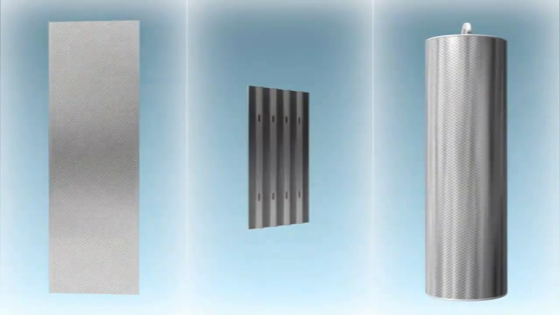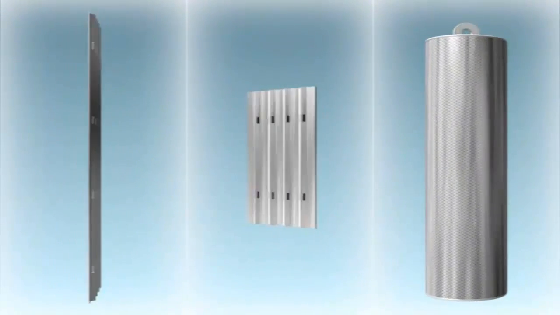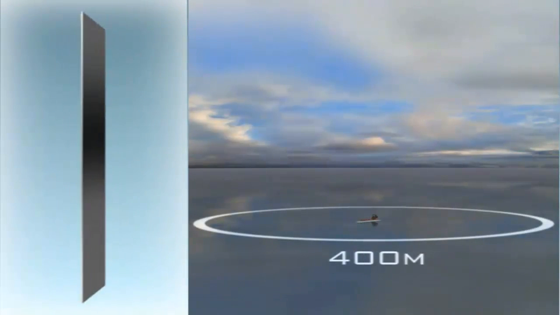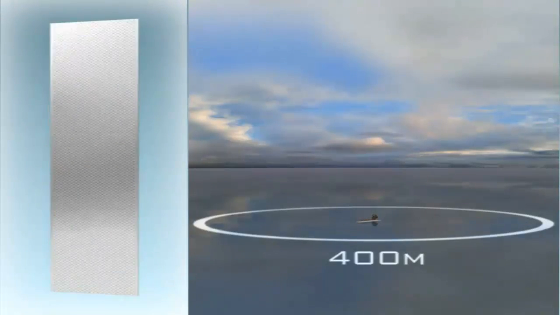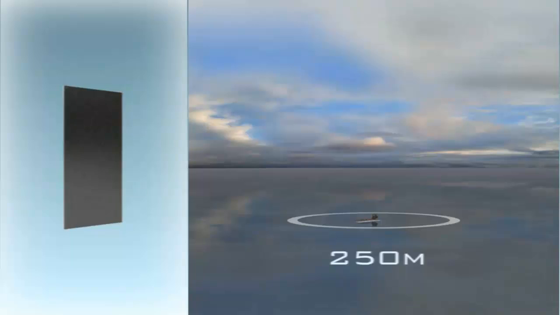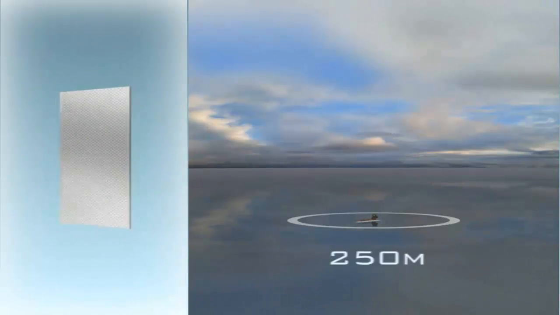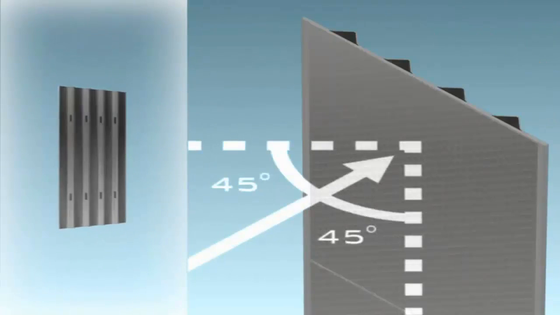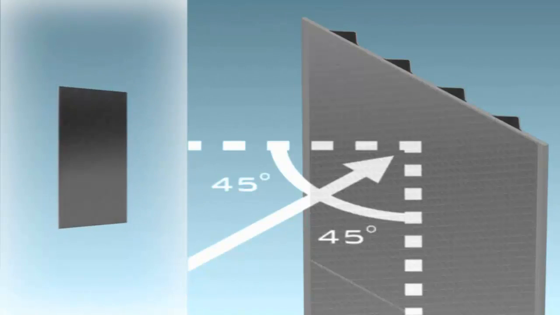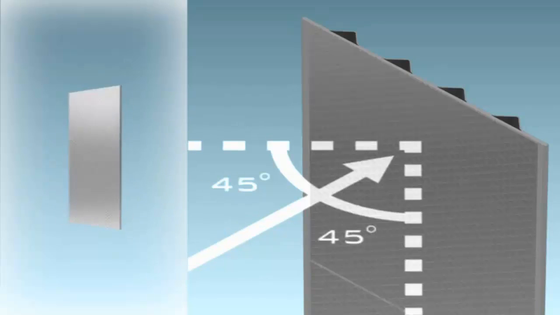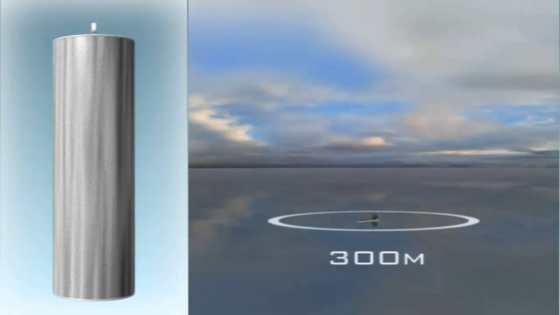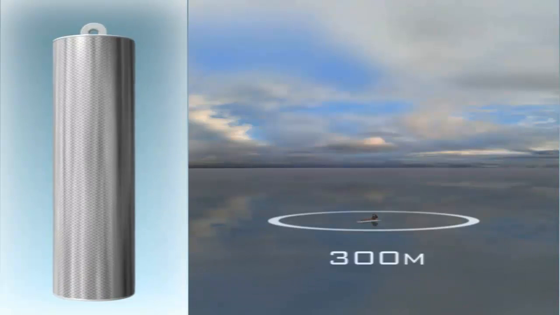There are 3 target types available. For ranges up to 400 meters, the largest 2-meter-high flat target is recommended. A shorter 1-meter-high flat target is also available for ranges of up to 250 meters. Flat targets are best approached straight on because they have a usable angle of only 45 degrees either side of the perpendicular.